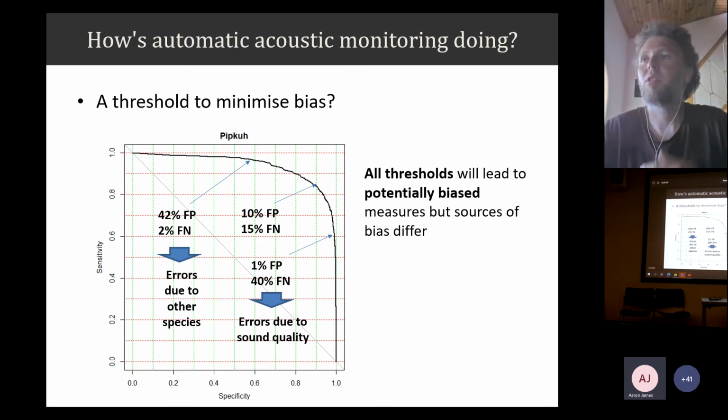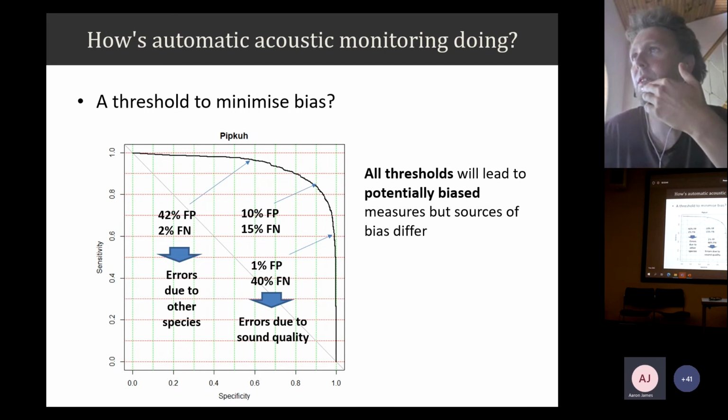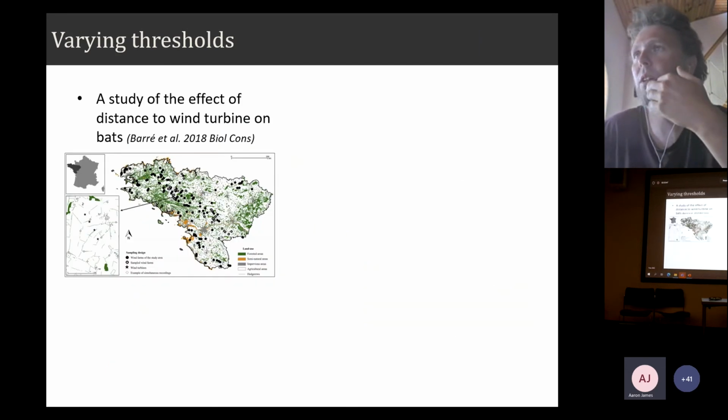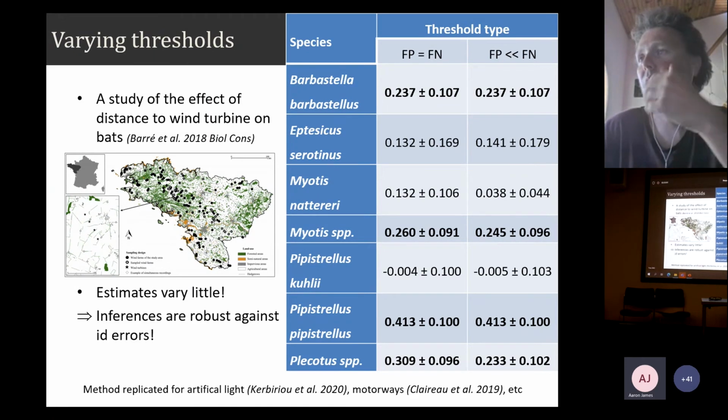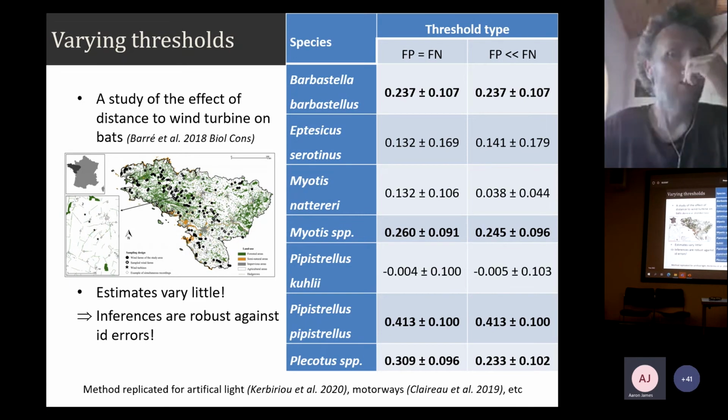So our proposition is to repeat the analysis with different thresholds and check for the consistency of your inference. That's what Kevin did in this study on the effect of distance to wind turbines on bat activity. On this very specific gradient, the estimates varied very, very little. And we also replicated this method on other studies on artificial light, motorways, and so on.